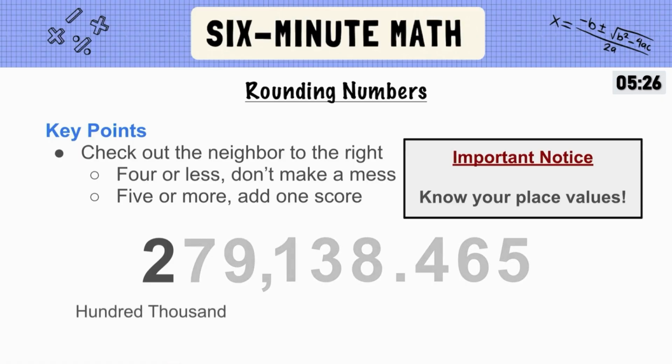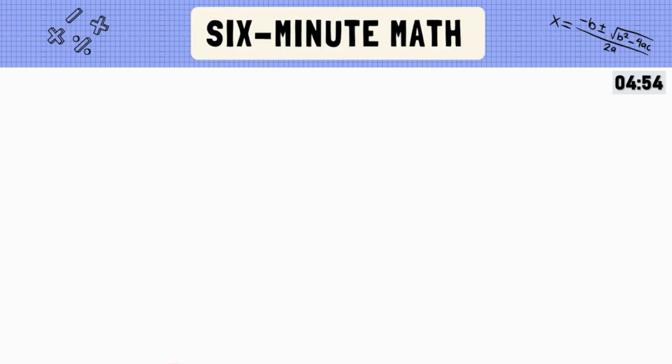A little reminder here, we have our 2 in our 100,000, our 7 in our 10,000, the 9 is in the thousands, the 1 is in the hundreds, and the 3 is in the tens, the 8 is in the ones position, and then we get down to the tenths position with the 4, the hundredths position with the 6, and the thousandths position with the 5. So let's get to rounding some numbers.